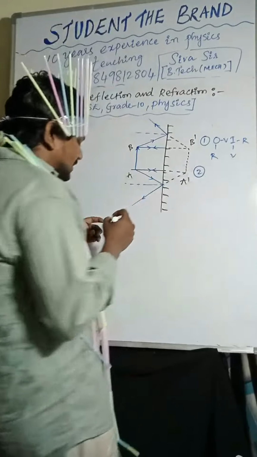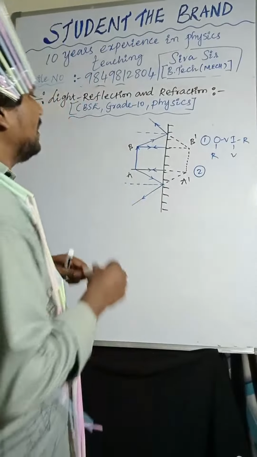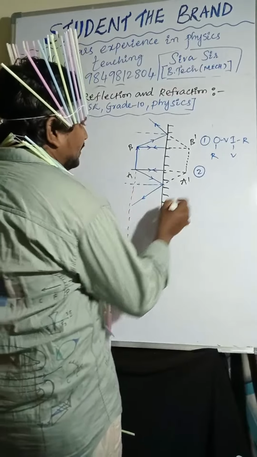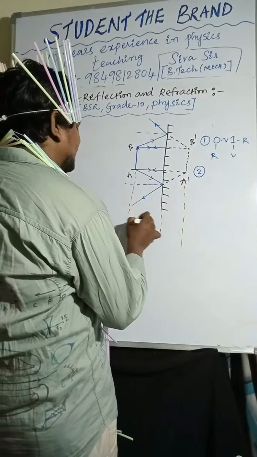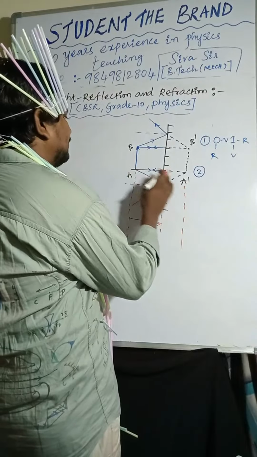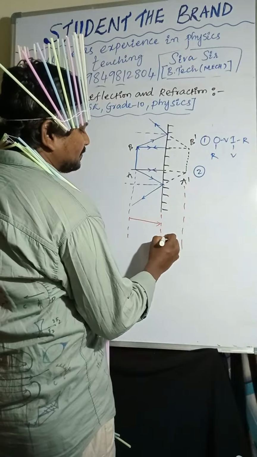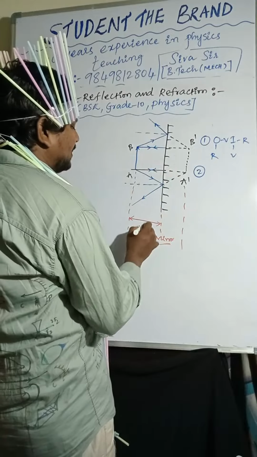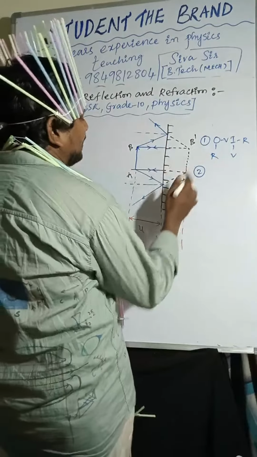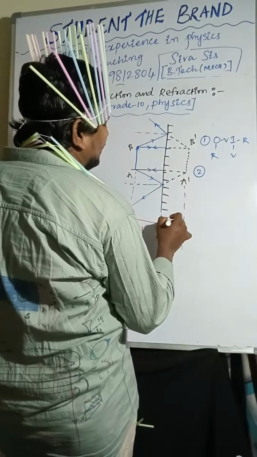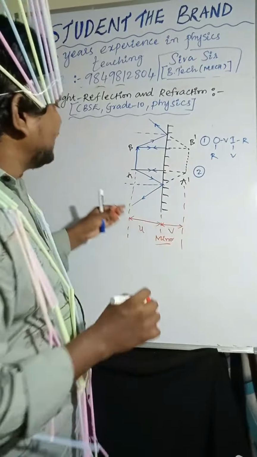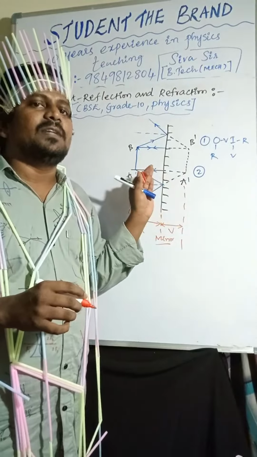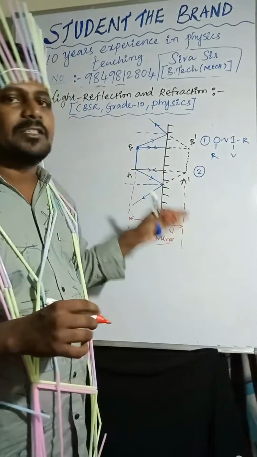Next one. Here the object distance is the distance between the object and the mirror. The middle one is the mirror. The distance between the object and the mirror is called the object distance. The distance between the mirror and the image is called the image distance.